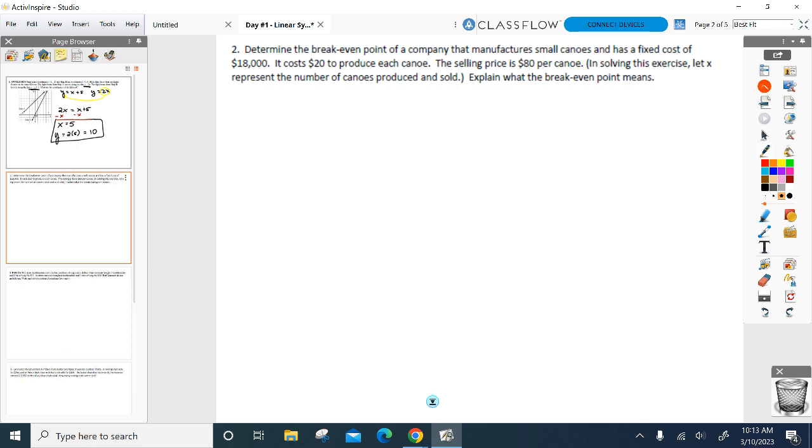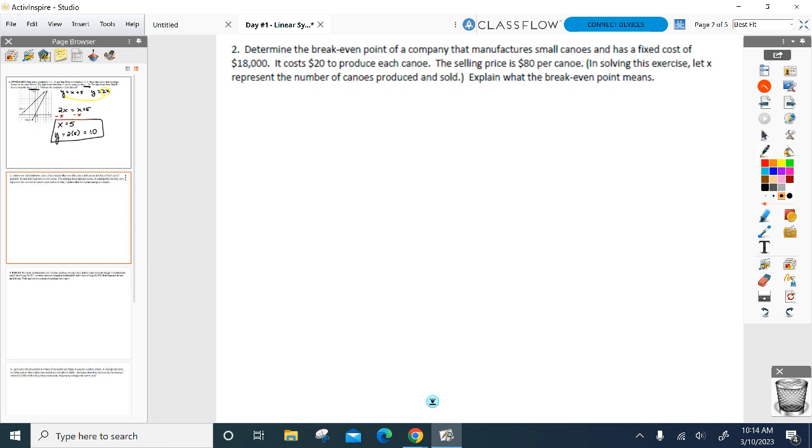All right, so here's the deal. We sell canoes in here. Fixed cost. Let me talk about that first. There's a fixed cost of $18,000. What that means is, I don't care how many you produce or sell, you still have to pay me $18,000 for making the canoes. That's called a fixed cost. No matter how many you sell, you still owe $18,000. It takes $20 to make a canoe, and you know what? We're going to sell them for $80 a canoe. It takes $20, but we're going to sell them for $80 to make a little money.